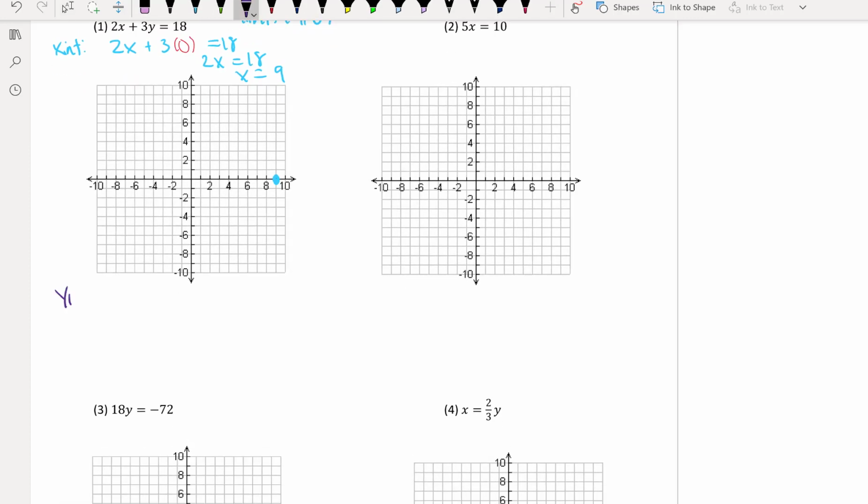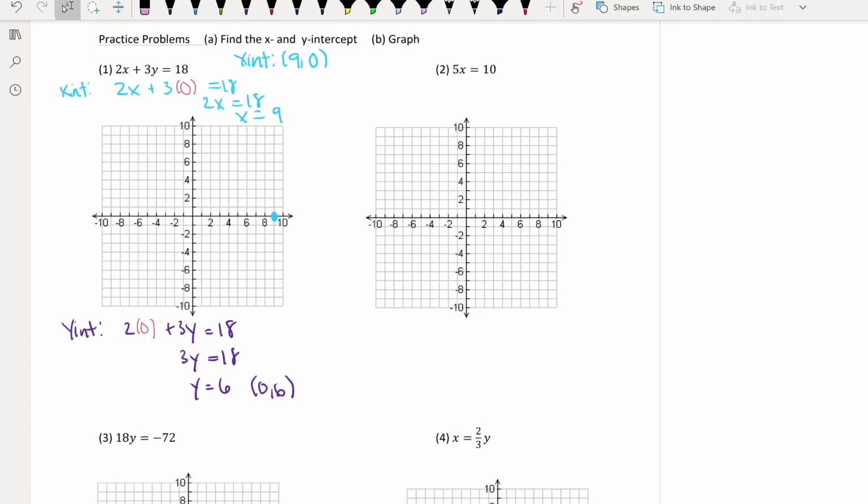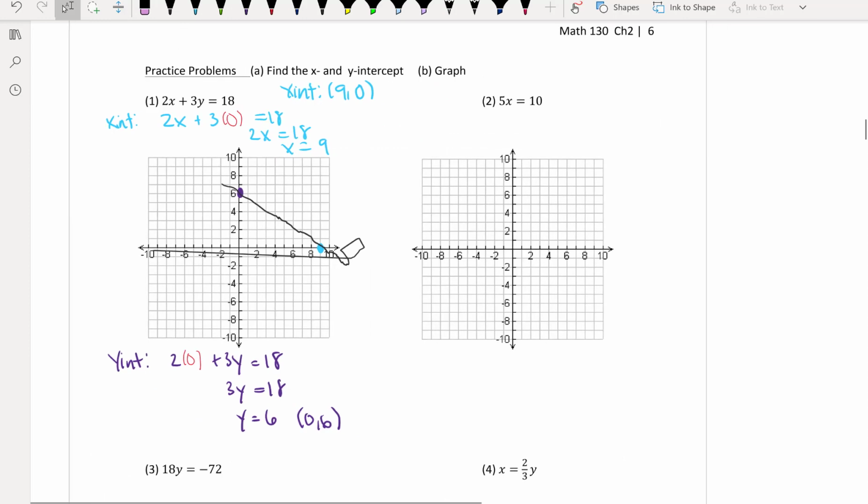Now I'm going to be thinking about the y-intercept. So I'm going to have 2 times 0 for x, plus 3y is equal to 18. So 3y is equal to 18. So y is equal to 18 divided by 3, which is 6. So this is really 0, 6 for your y-intercept. So that's here. So now what you would do is graph and connect those two points. Oops, I didn't make that very nice, did I? I'll try that again.